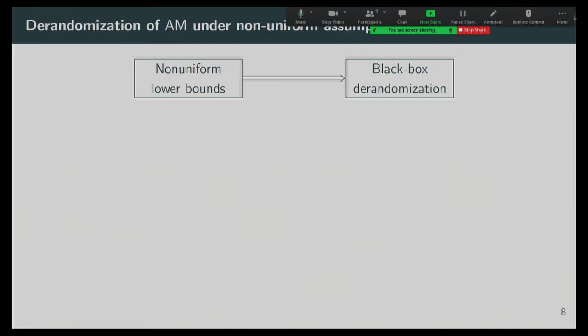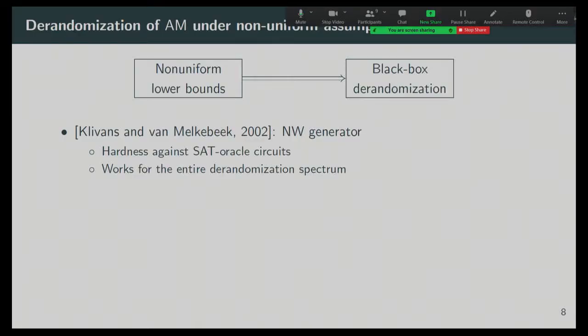I'll just talk about some earlier results on de-randomization of AM. In the non-uniform case, there are three notable results that I'll talk about. The first one is by Klivans and van Melkebeek, and it essentially uses this property of the Nisan-Wigderson generator that it relativizes. So if you assume hardness against SAT oracle circuits, then you can de-randomize AM. And it works for the entire de-randomization spectrum, so you can get from the low end to the high end.